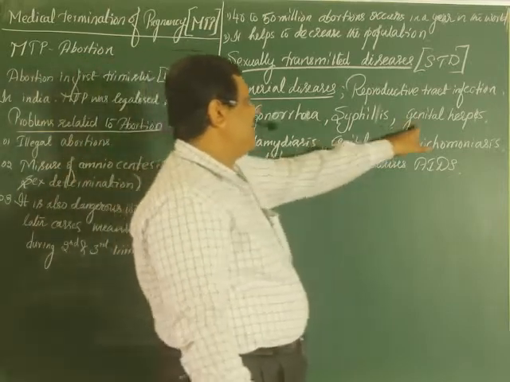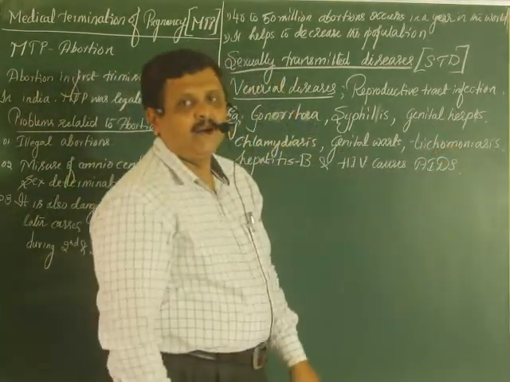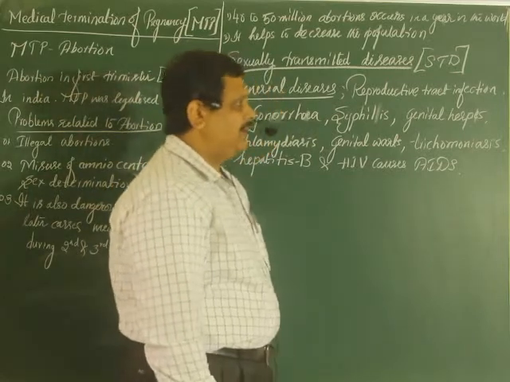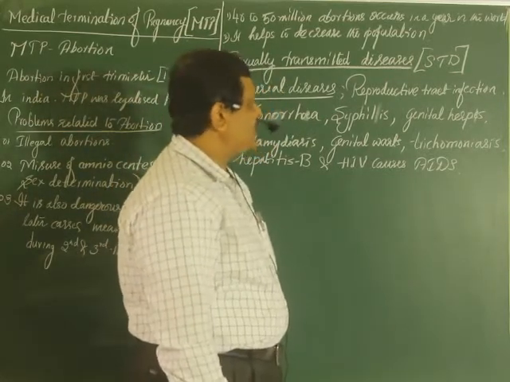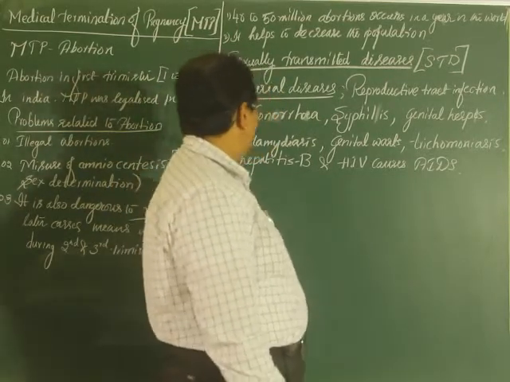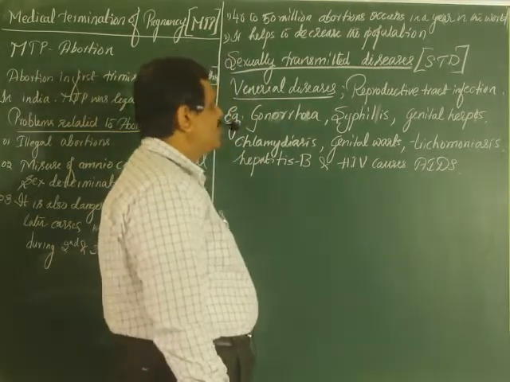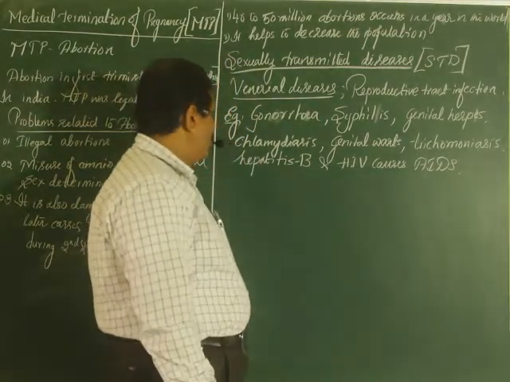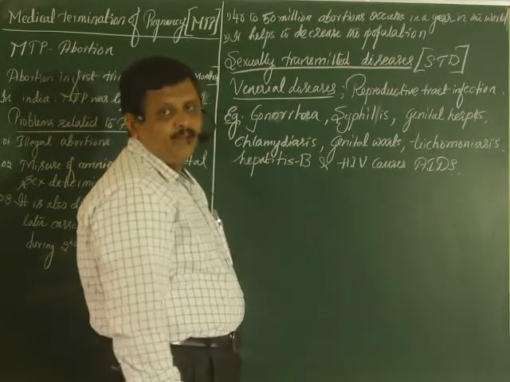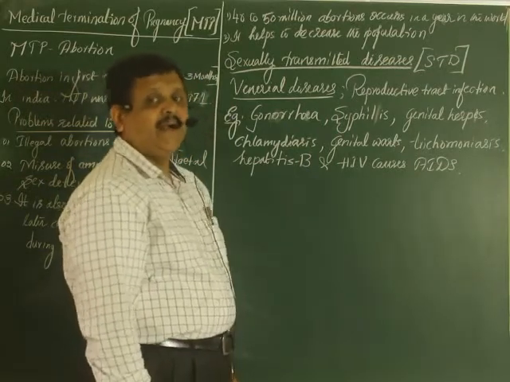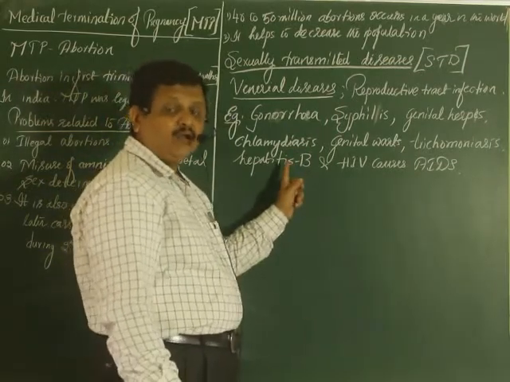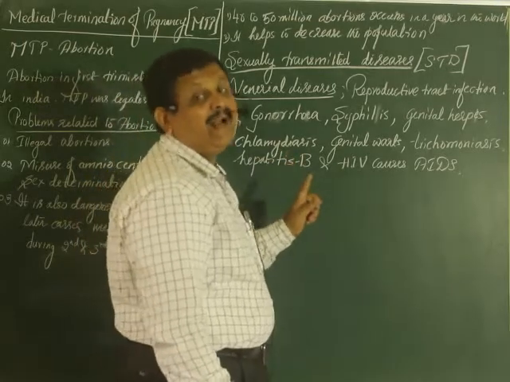Herpes, this is genital herpes. It is another member of that virus, a close relative of normal herpes. Then chlamydiasis, genital wart, trichomoniasis, hepatitis B. This is also dangerous because it spreads by sexual contact as well as blood contact.